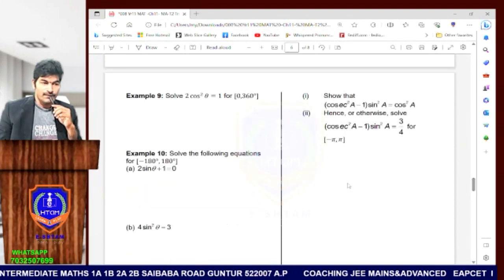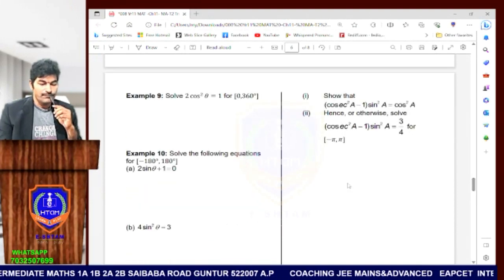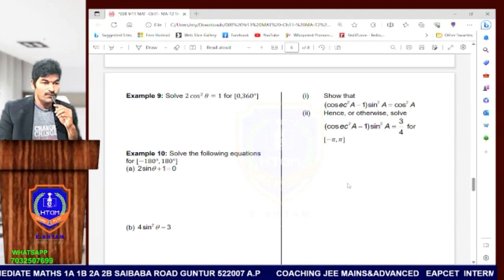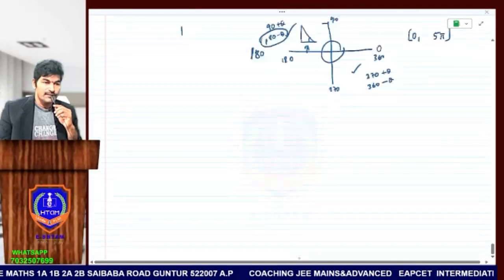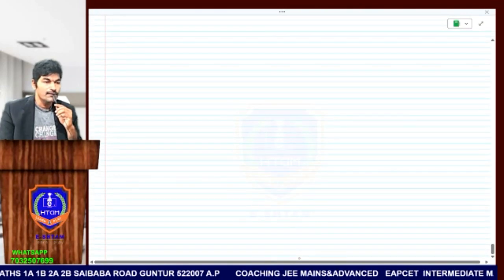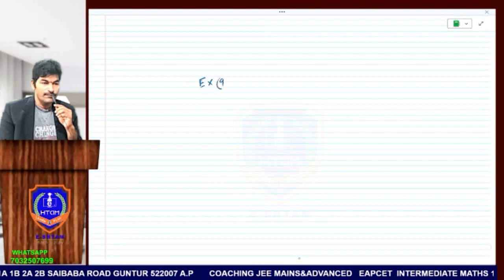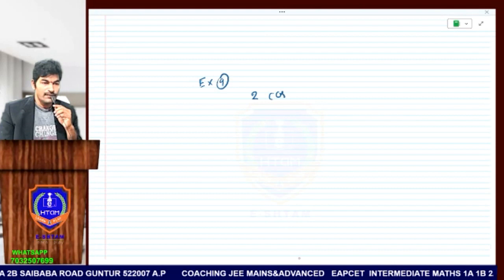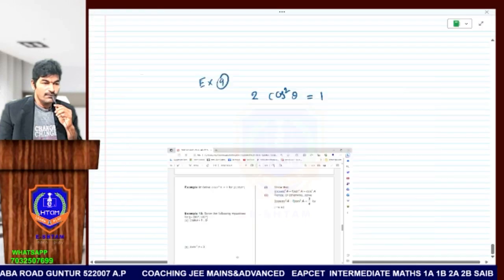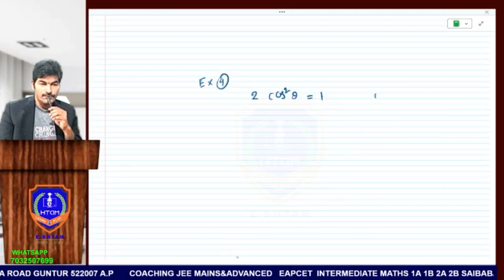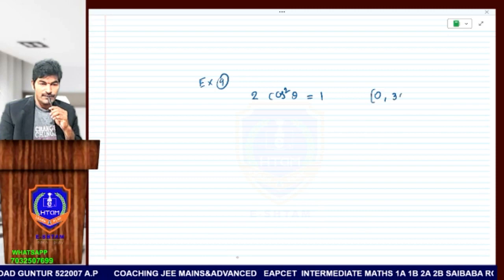Yeah. Okay. Next, example 9 is saying that 2 cos square theta equals 1, under 0 to 360, and it is asking for the solutions. So write down example 9: 2 cos square theta equal to 1. The solutions are needed from 0 to 360 degrees.